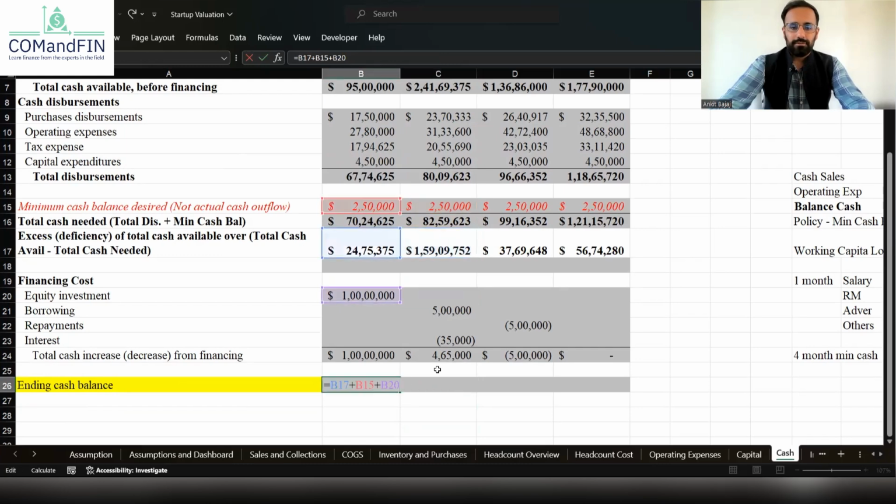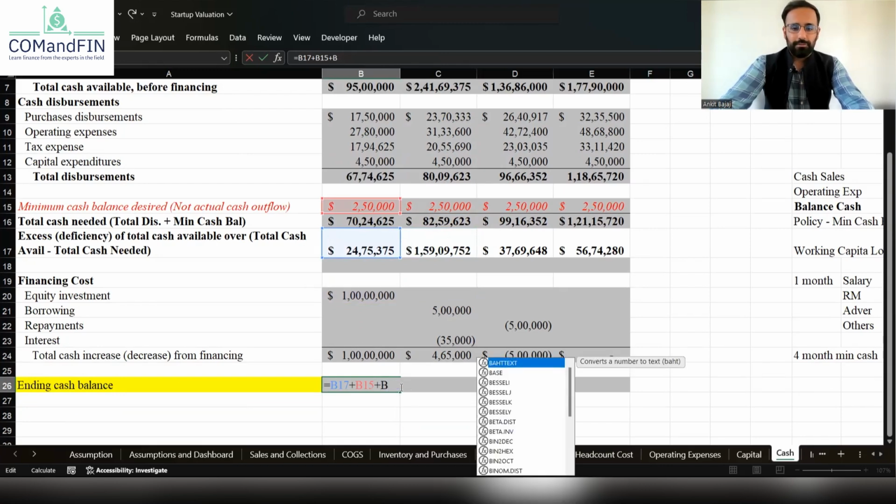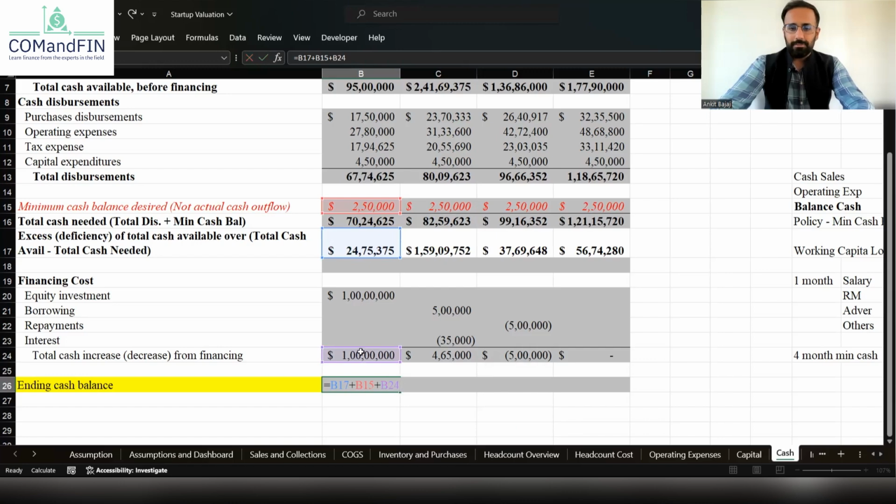Here, instead of selecting this 1 crore, we will select the total cash increase or decrease from financing. So we do not have to select this value, which is B20. We have to select B24, my bad. We will drag this. Automatically, whatever amount we have borrowed will be added here, and we can drag this value so we can find out the total ending cash balance for every year.